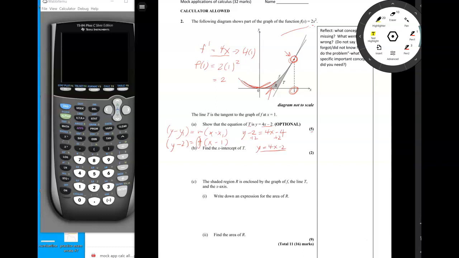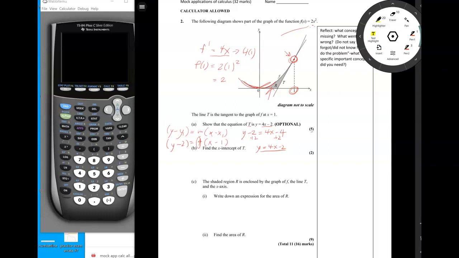Okay, notice how they were able to, even on a calculator problem, force you to do algebra by giving you the answer and asking you to show that, which the only way to do that is with algebra. You can't do that with a calculator. If they didn't say that, you could actually use the calculator function to just find the equation of that line.